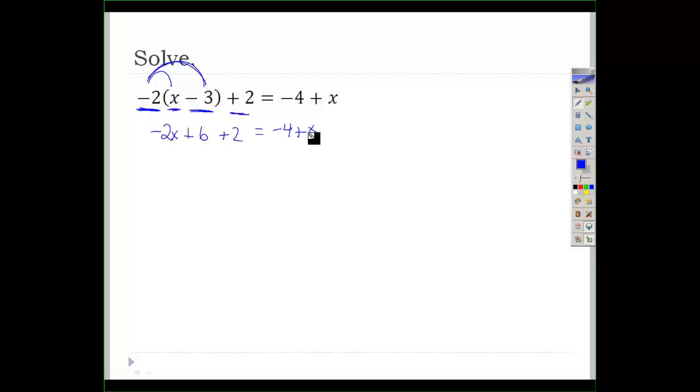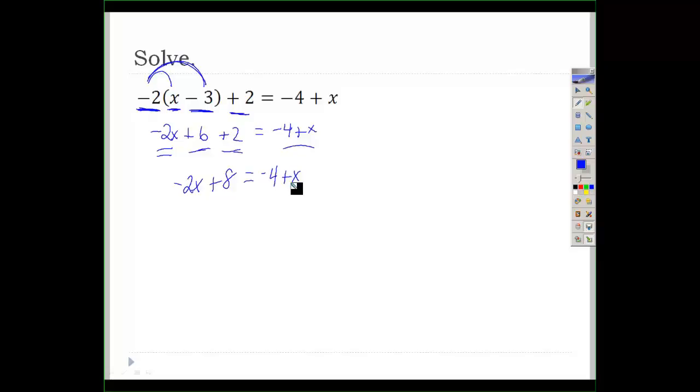Step 2 says combine like terms. If I'm combining like terms, on the left-hand side, I see that I have a number 6 and a number 2. Numbers are like terms with one another, so I can add the 6 and the 2 together. Nothing can add with this negative 2x, so I'm going to write it down: negative 2x. 6 and 2 make 8, equals, and on the right-hand side I don't see any like terms, so I'm just going to leave it: negative 4 plus x. Nothing's going to change there.